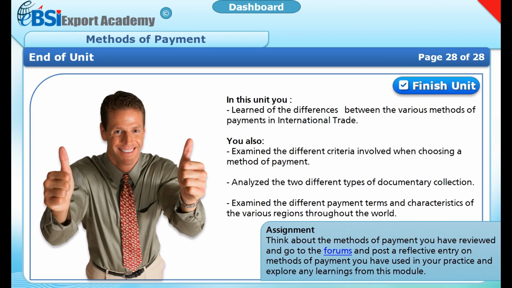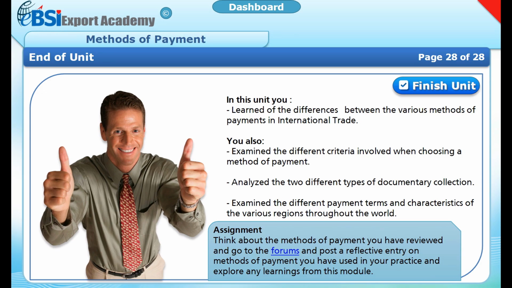In this unit, you learned of the differences between the various methods of payment in international trade. You also examined the different criteria involved when choosing a method of payment, analyzed the two different types of documentary collection, and examined the different payment terms and characteristics of various regions throughout the world.